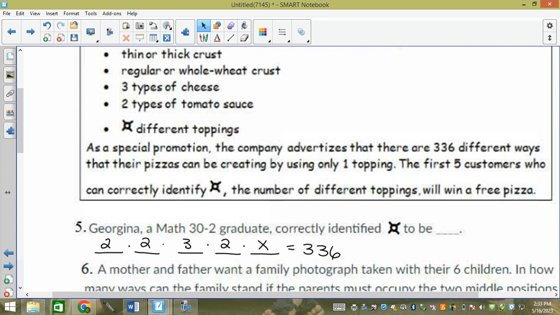What's 2 times 2 times 2 times 3? 24. 24x equals 336, and then divide by 24. What does x equal? 14? Yeah.